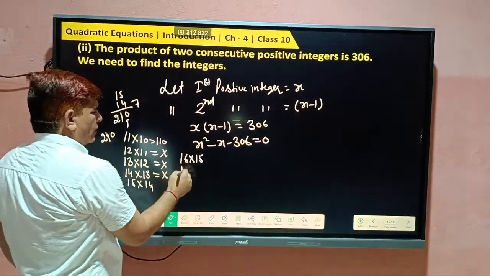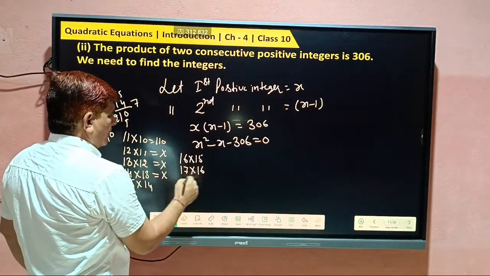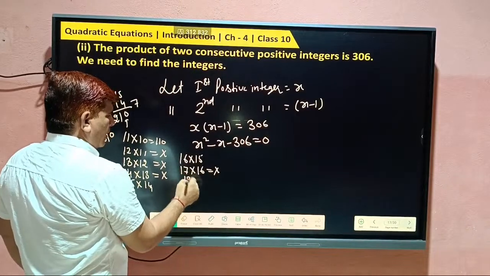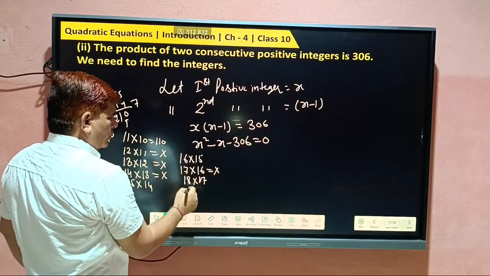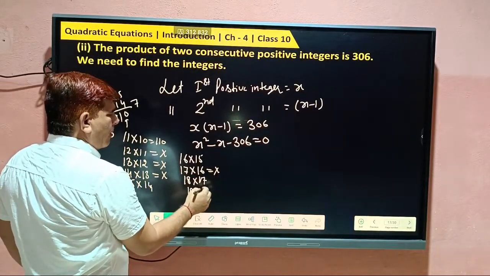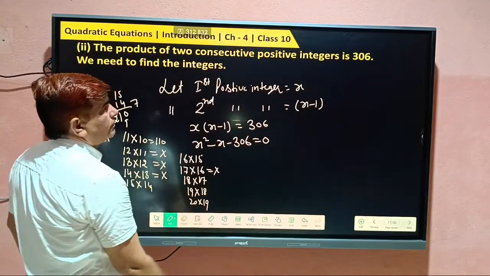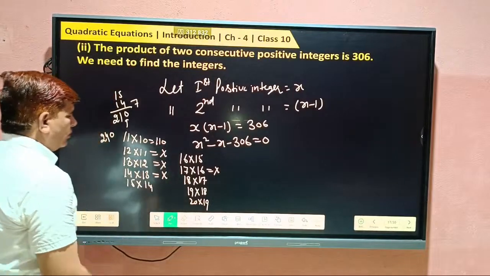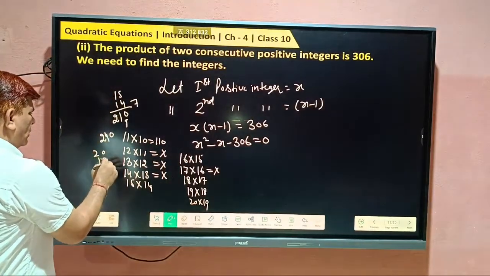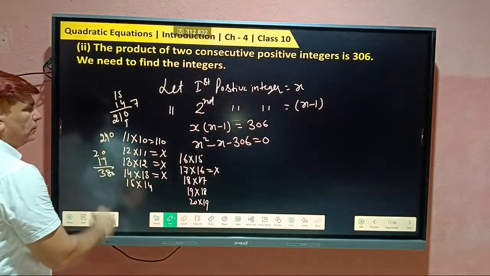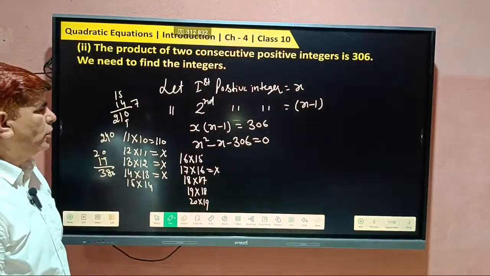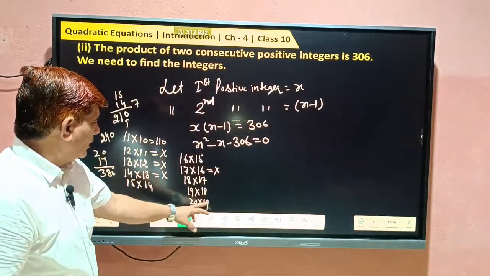16 into 15 is 240. 17 into 16, not possible. 18 into 17, not possible. 19 into 18, not possible. 20 into 19 is 380, it's more than required. So you have to find like this.